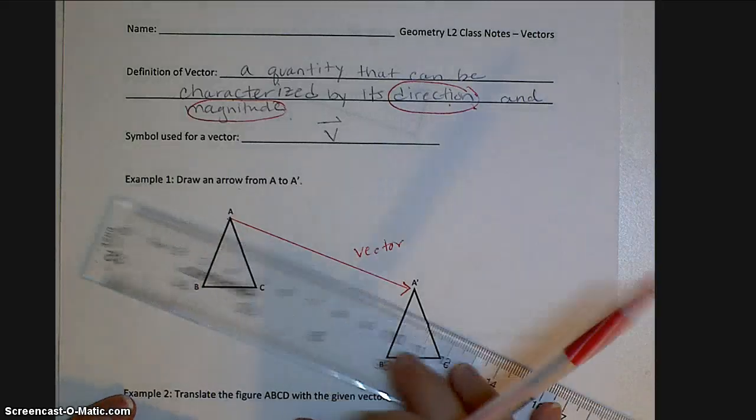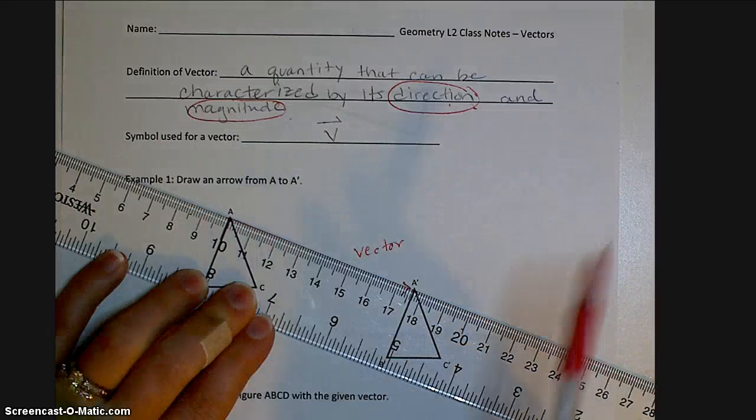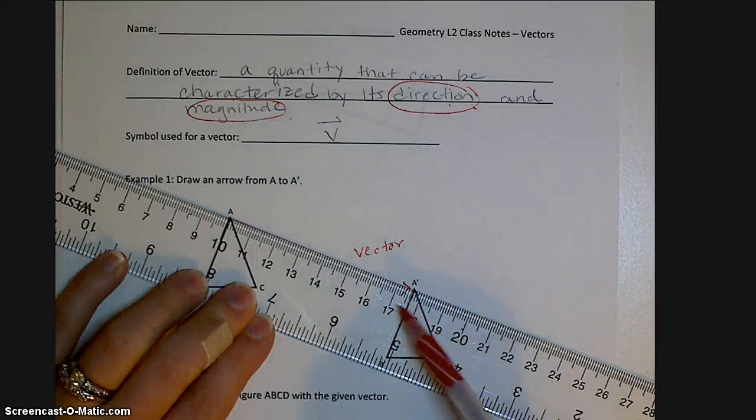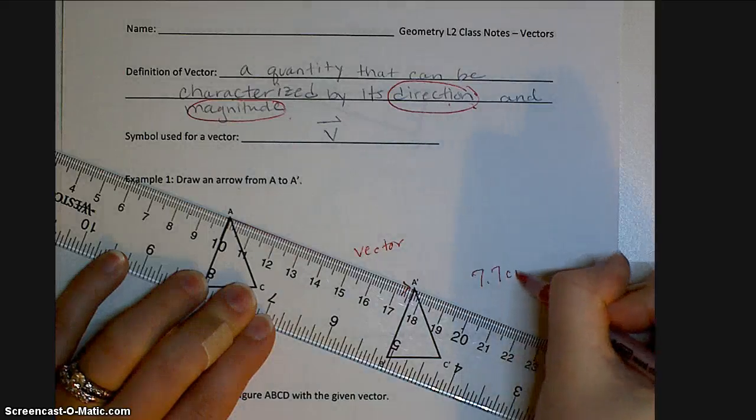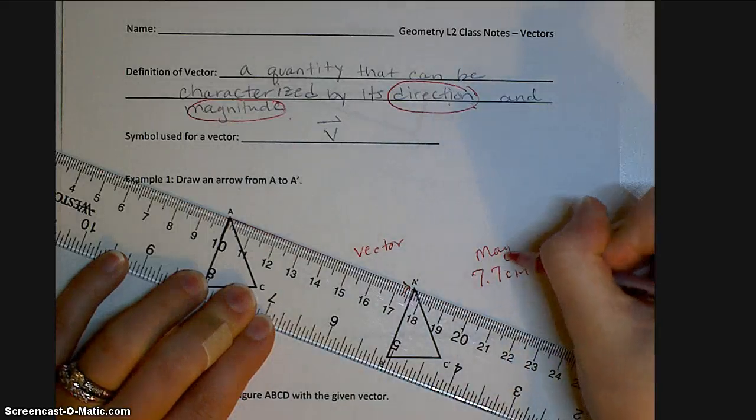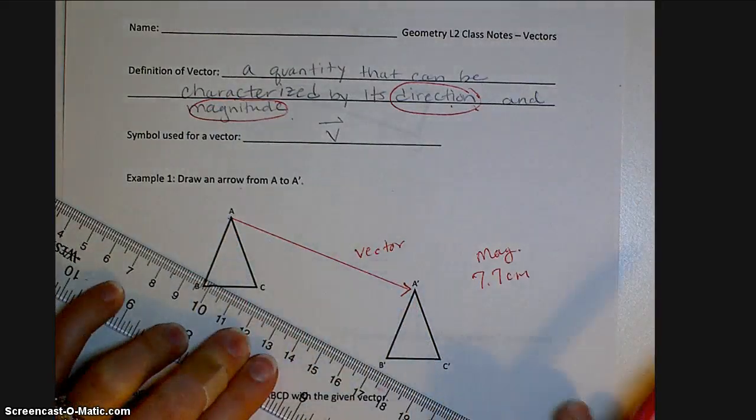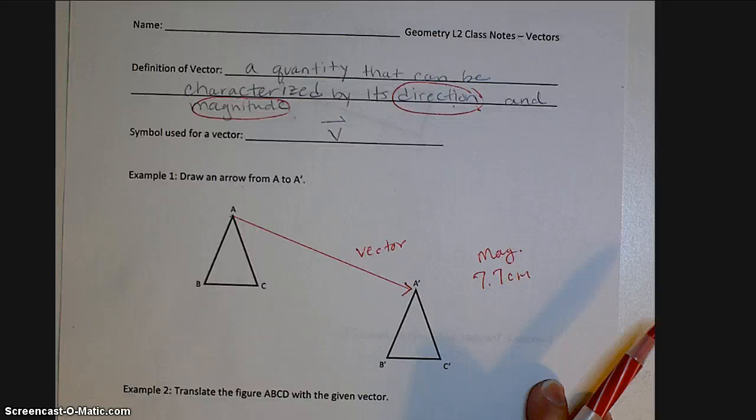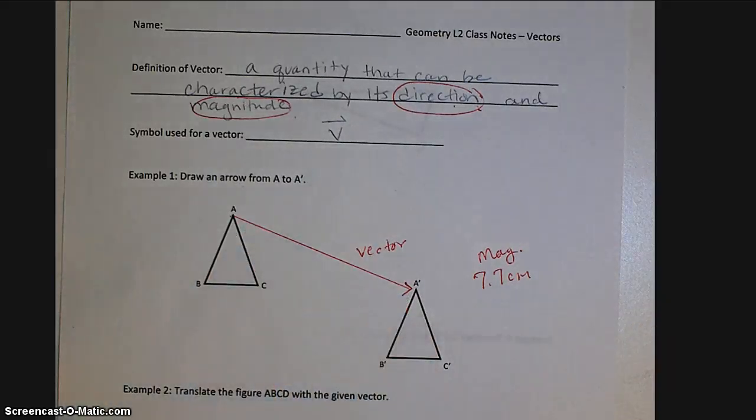We could find the magnitude just by measuring. So from A to A prime, it is 7.7 centimeters. So that's our magnitude, and our direction is this way. We don't really have a way to describe the direction because the arrow itself tells us which way to go.